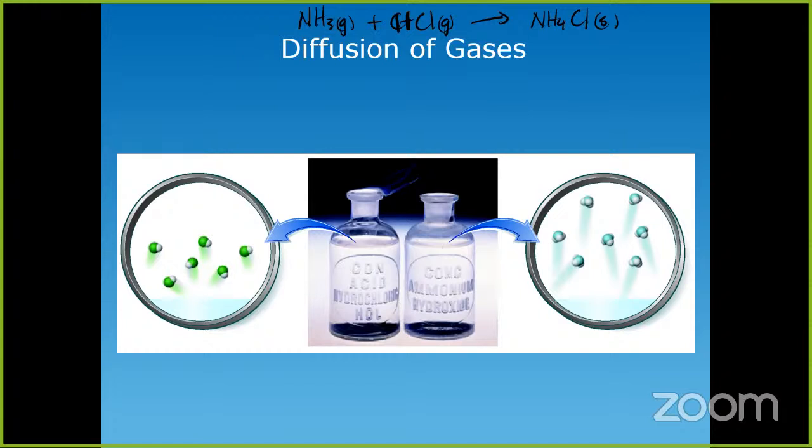Has to do with the speed. As you correctly said, the ammonia will travel faster compared to the hydrogen chloride. So why is it that they come into contact closer to the bottle containing the hydrochloric acid? Any ideas out there in Zoom?